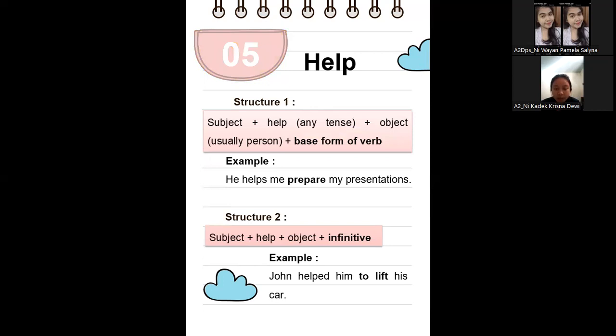And the last one is help. Help is not actually a causative verb either, but is generally regarded as a causative verb because of its grammatical use in a sentence. Structure number one is subject plus help or any tense plus object, usually person, plus base form of verb. For example, he helps me prepare my presentation. Structure number two is subject plus help plus object plus infinitive. For example, John helped him to lift his car.